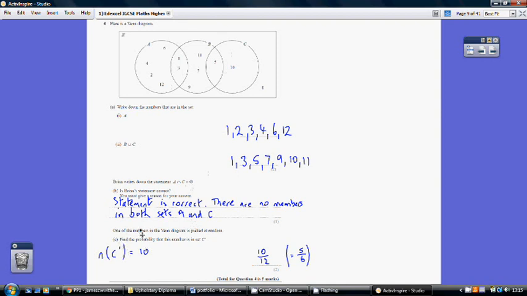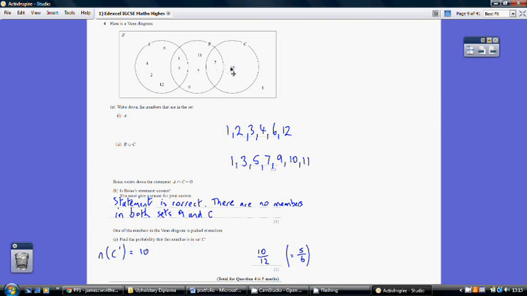Now part C, one of the numbers in the Venn diagram is picked at random. Find the probability that this number is in set C dash. Now this means the complement of C, so this just means not in C. So we've got to find the probability that if we pick a number at random, it's not in C. So how many numbers are not in C?